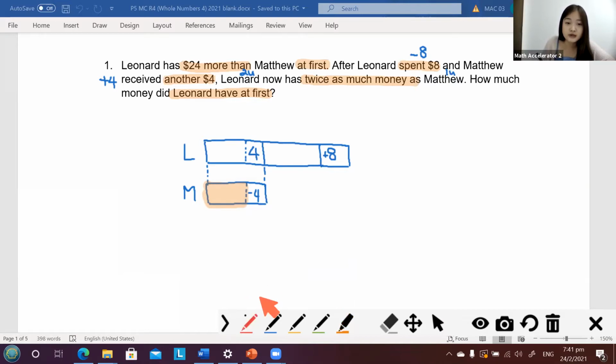Now I need to label the $24 more. Is it 24 here, or is it 24 here? Is it the red color or the green color? Where is the 24 that you have to label? Can you type in the chat, red or green? Where should the $24 more than Matthew be at? Red or green?